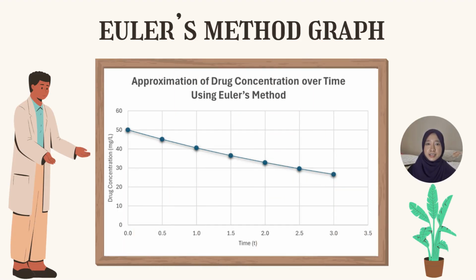The graph shows that the drug concentration decreases over time, indicating a declining trend. This downward curve reflects the elimination of the drug from the bloodstream. The Euler method graph follows this decreasing pattern, showing that as time increases, the estimated concentration becomes lower at each step. This behavior is consistent with the nature of the differential equation, which models exponential decay.